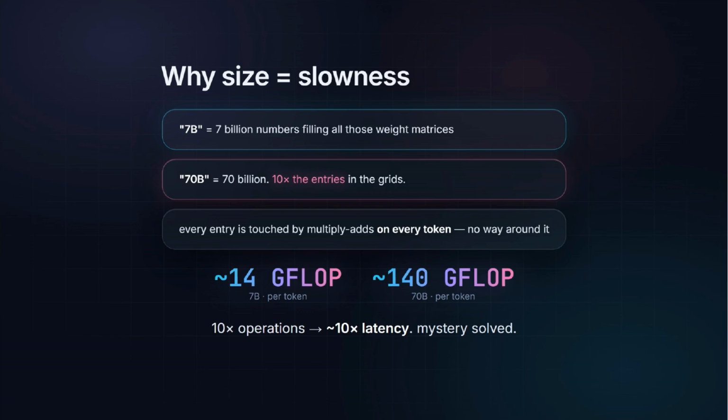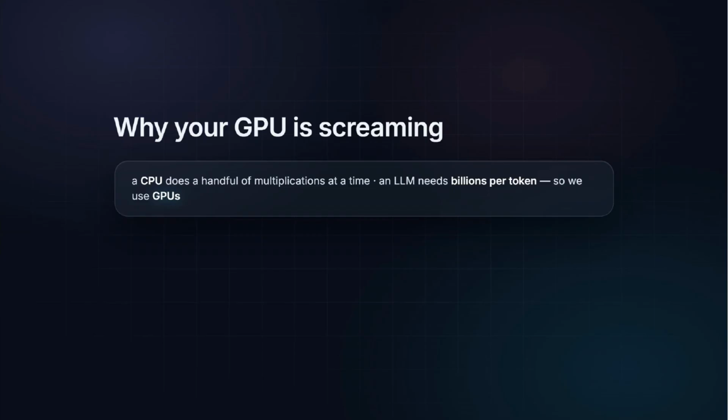10 times the operations, 10 times the latency. That's the whole reason the bigger model is slower. Not smarter struggling, just more multiplication. 1.2 seconds versus 12. The size, made of matrices, is the weight. This is why language models run on GPUs, not regular CPUs.